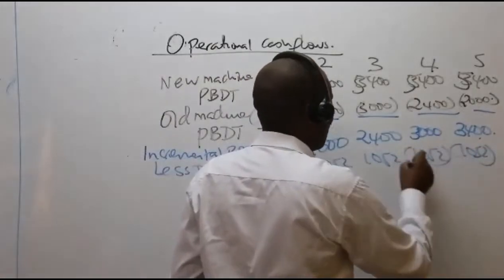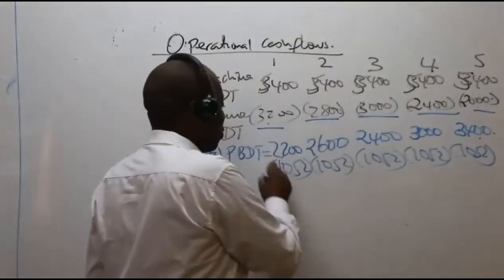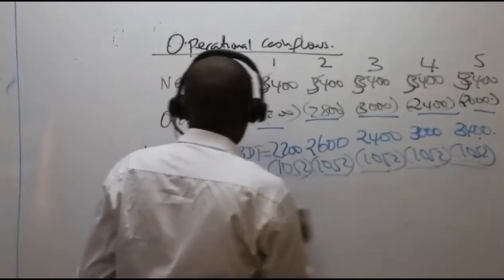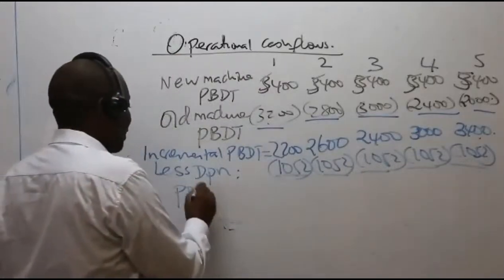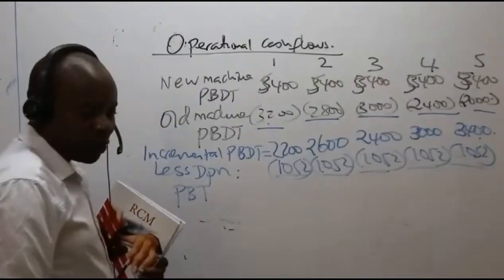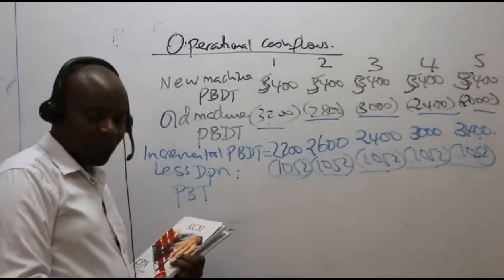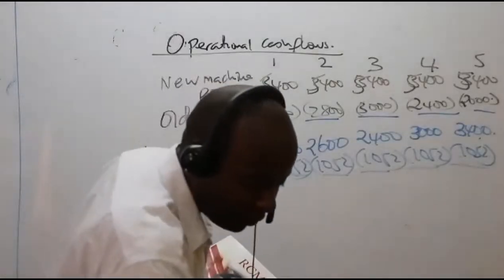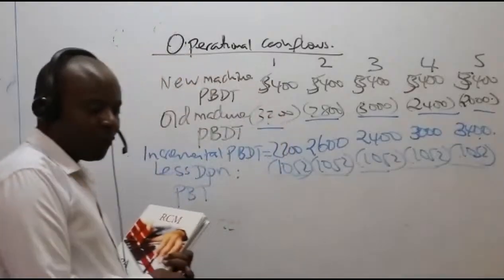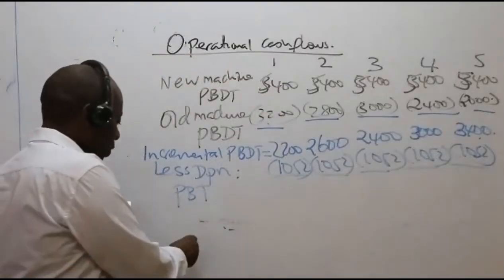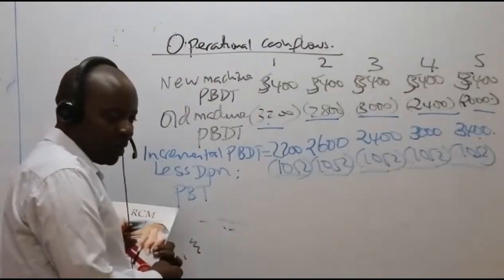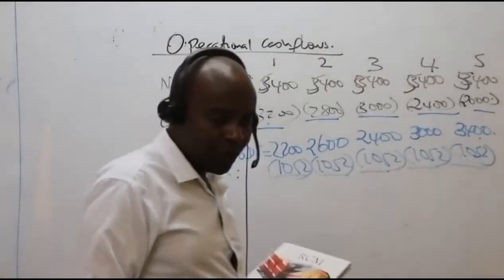So I'll subtract this for me to be able to get my profit before tax. So profit before tax, what parameters do we have here? What metrics do we have here? Somebody talk to me. What metrics do we have here?